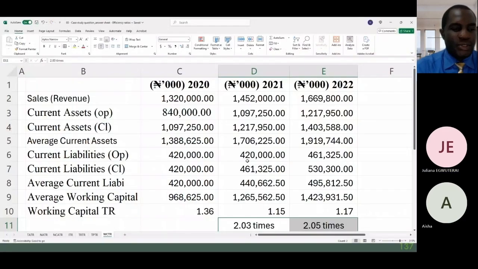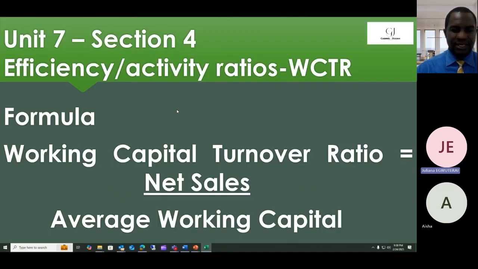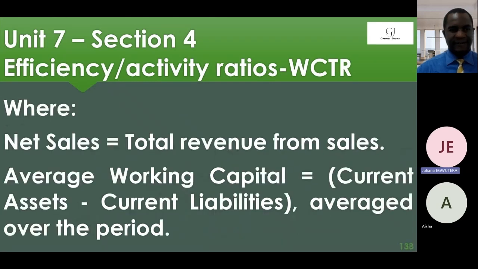All right. So, Julie, will you check where you missed it or where I missed it? We'll look at it again. Because the formula is current asset minus current liability. Average current asset minus average current liability. Exactly. So the formula is on the screen. You see it's average working capital, which is current asset minus current liability, averaged over the period.